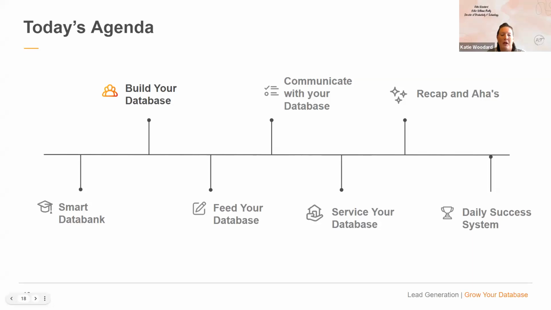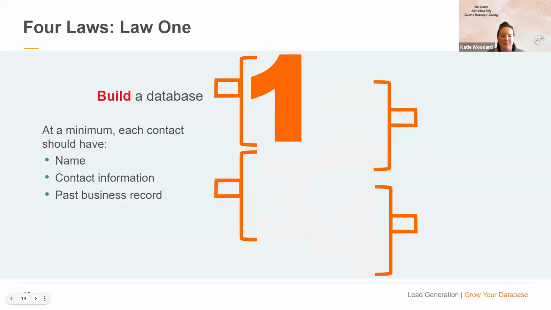Okay. All right. So we've talked about having a smart database. That's letting the technology do the heavy lifting for you, having things happen automatically because you set them on smart plans. You've got them on different drip campaigns. And so this is going to be more about building that database.